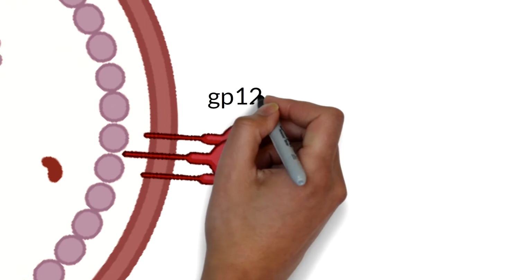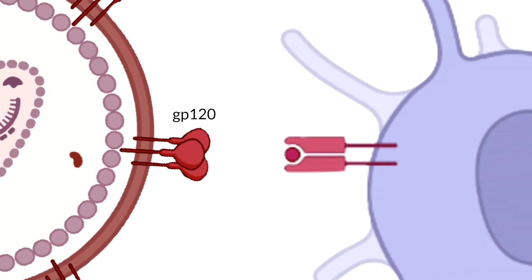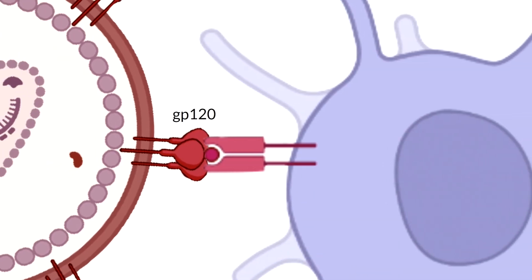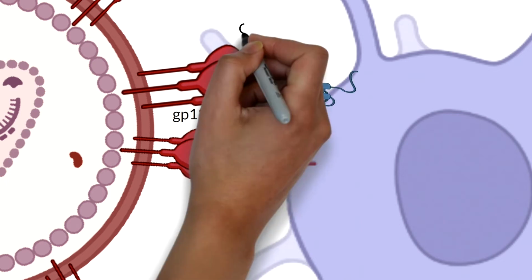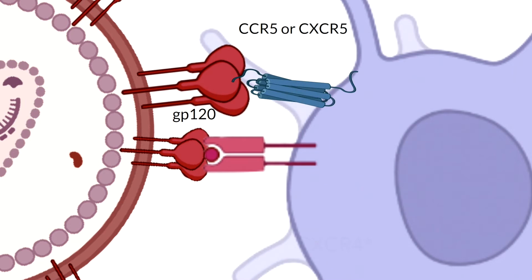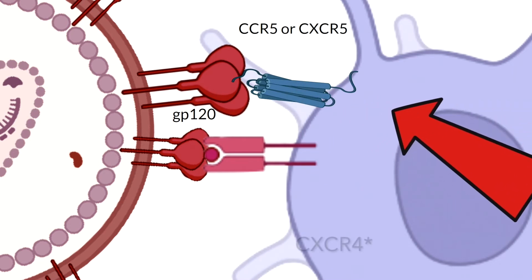HIV attaches itself to CD4 using the protein GP120 on its membrane. But even though it has found a door for access, it still requires the key. In fact, to penetrate the immune cell, HIV must bind with GP120 to both CD4 and a co-receptor, either CCR5 or CXCR4.